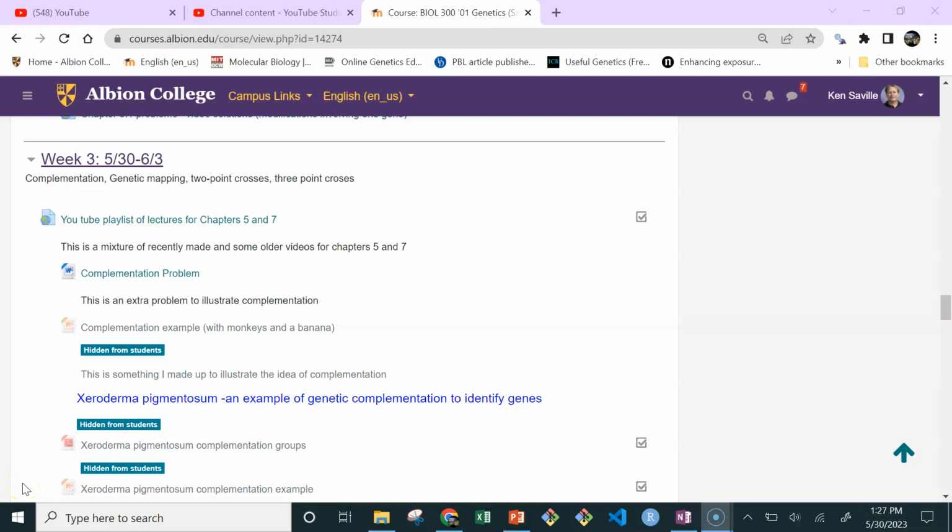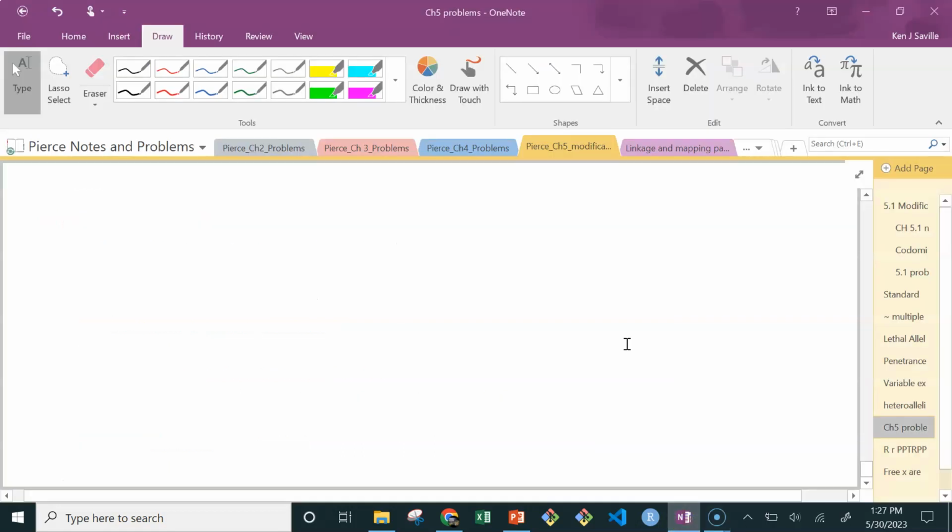All right, so there's one more type of problem that I want to show, and this falls into the category of gene interaction. It's mentioned in chapter 5. They didn't have any good problems in there. So it's this problem here on the course web called the complementation problem. And so I'll just do an example here in chapter 5.